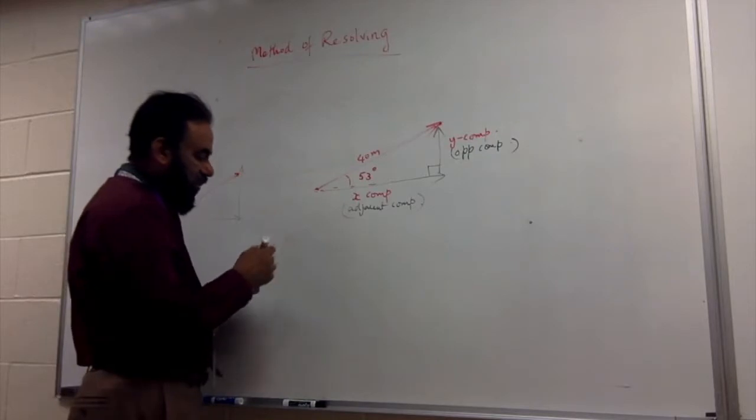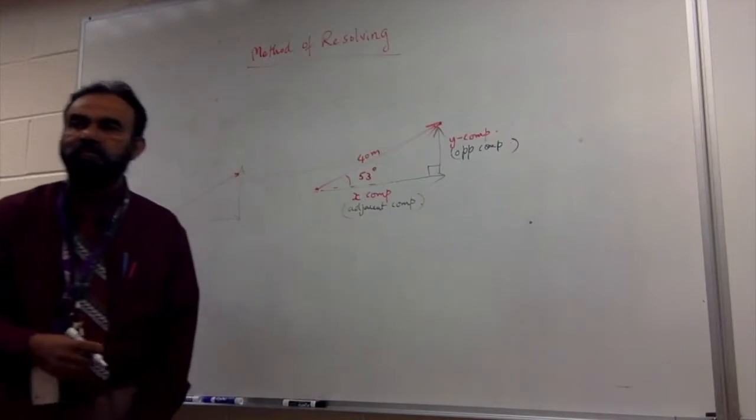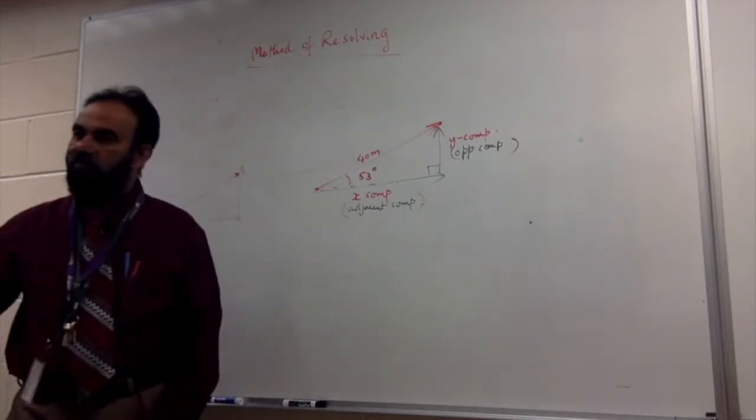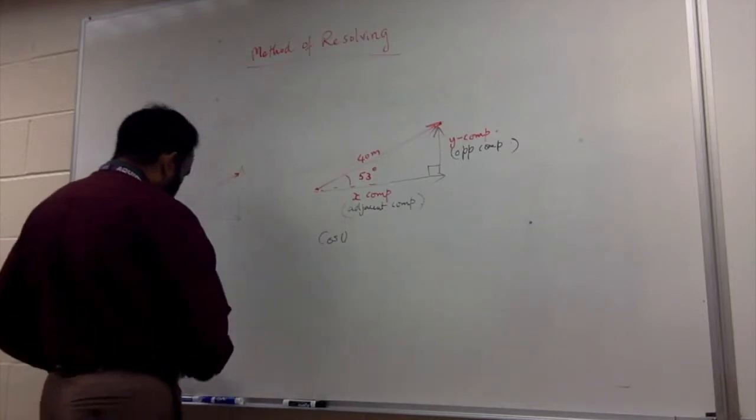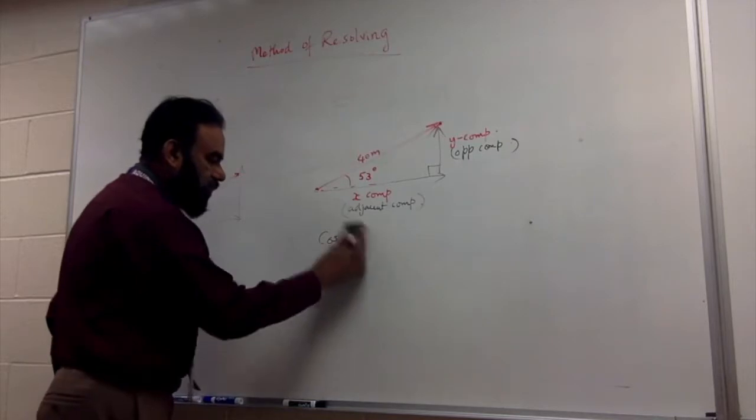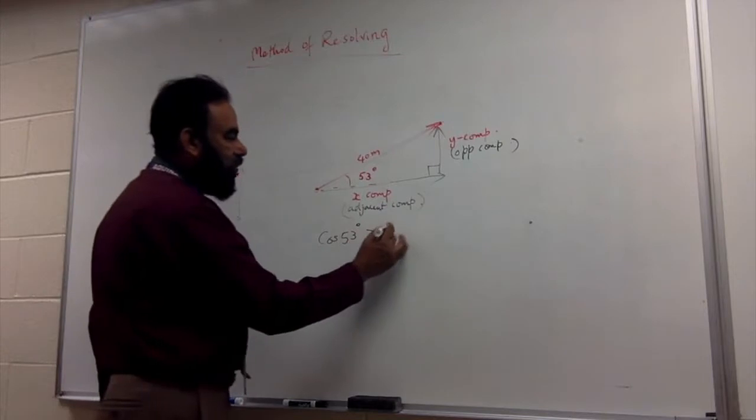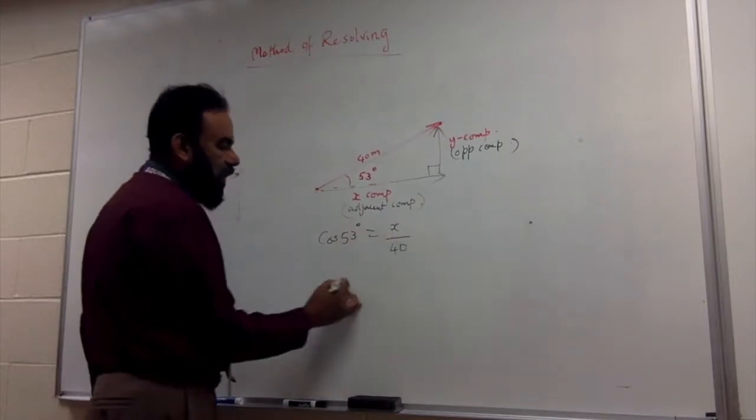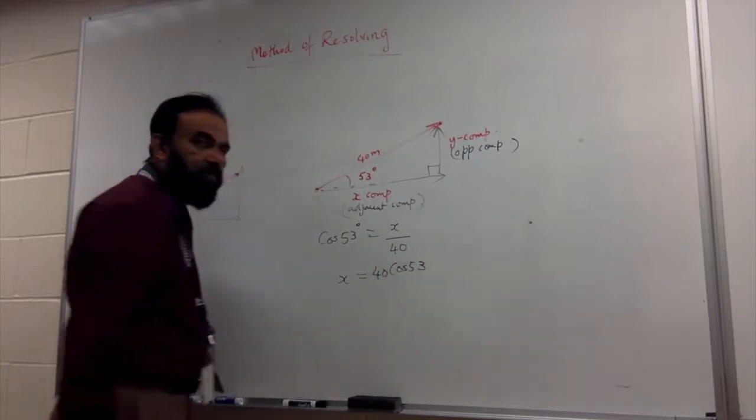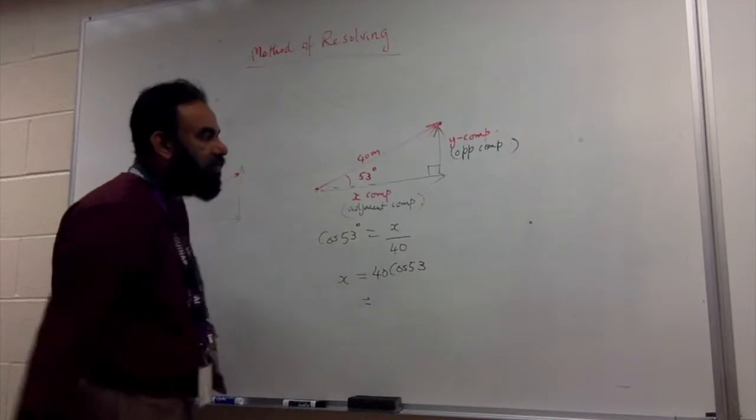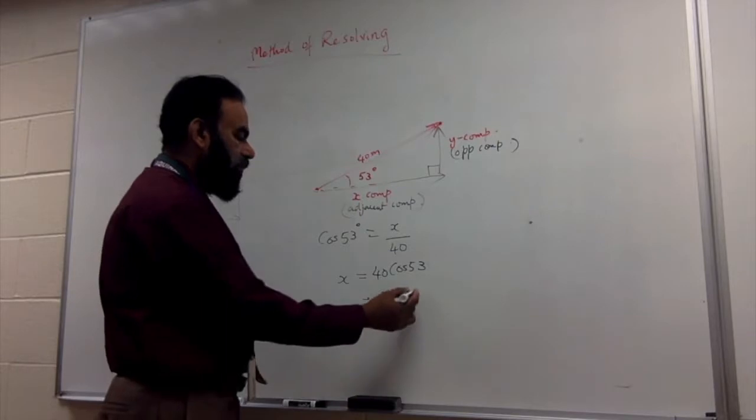Now, what trigonometric ratio connects this side and that side and the angle? Cosine. Cosine of the angle. So cosine of 53 is equal to x over 40. And therefore x is equal to 40 cosine 53. Well, it comes out x equals 24.1 meters.